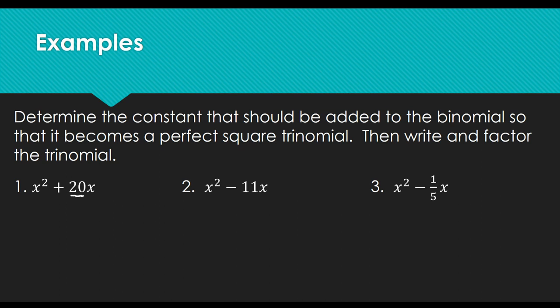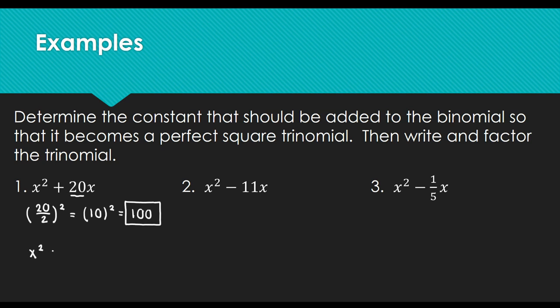All right, so notice that the number that's in front of the non-squared term is the number that we want to focus on. So in this first example, 20 is that number. So I want to take 20, I want to divide it by 2, and I want to square it. Well, 20 divided by 2 is going to give us 10, and 10 squared is going to give us 100. So that's the first answer that they're asking for. They said to determine the constant that should be added to the binomial. So 100 is that answer.